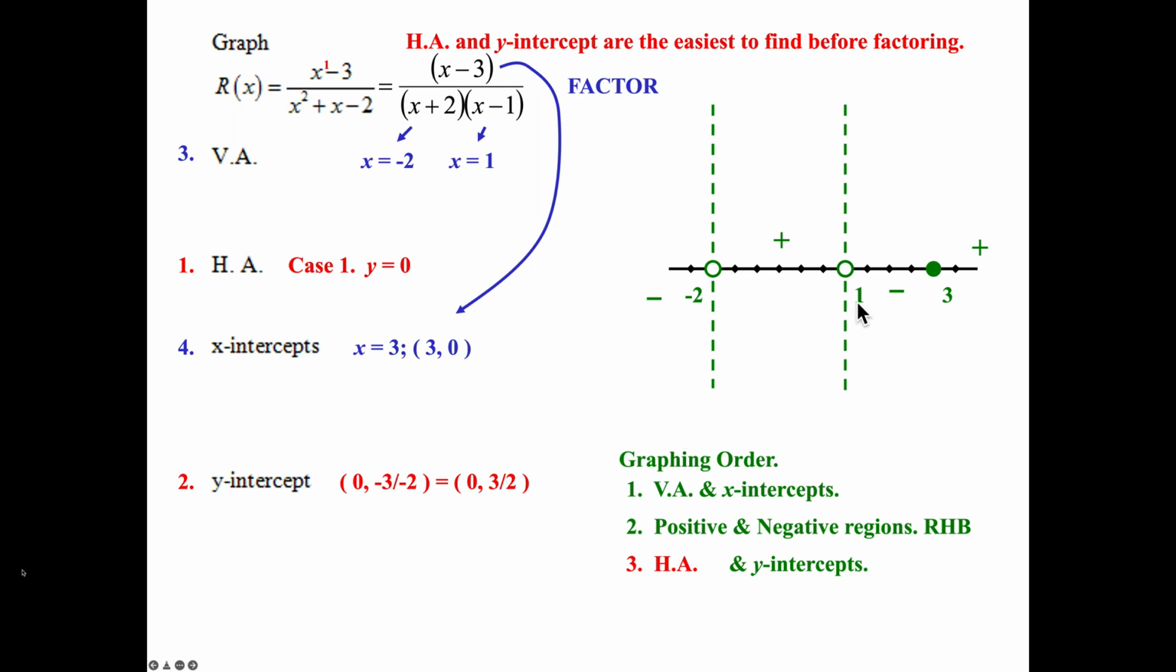So here's my 1. So 0 has to be somewhere between negative 2 and 1. So I want to draw this out accordingly. So here's going to be my y-axis. Here's my 3 halves right on the y-axis, which is good because remember, this was a positive region. And my y-intercept is in a positive region, so that's good. And my horizontal asymptote, here we go, it's right over the top of the x-axis, y equals 0.